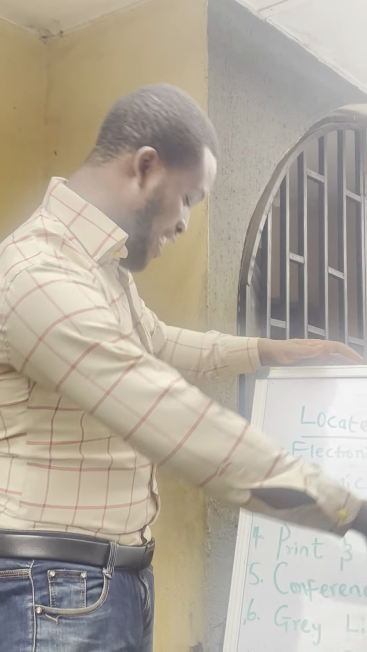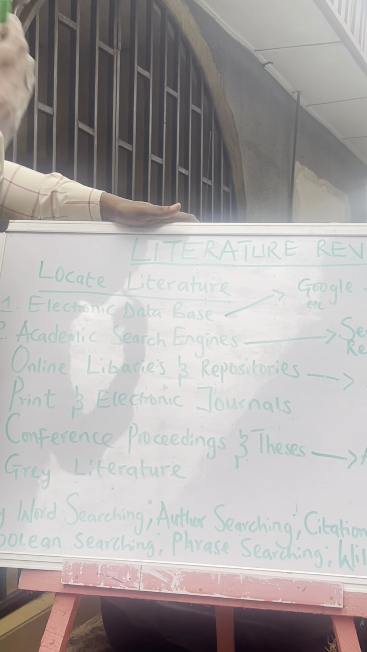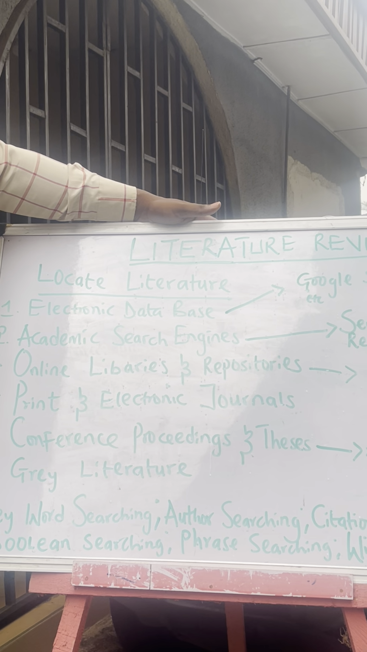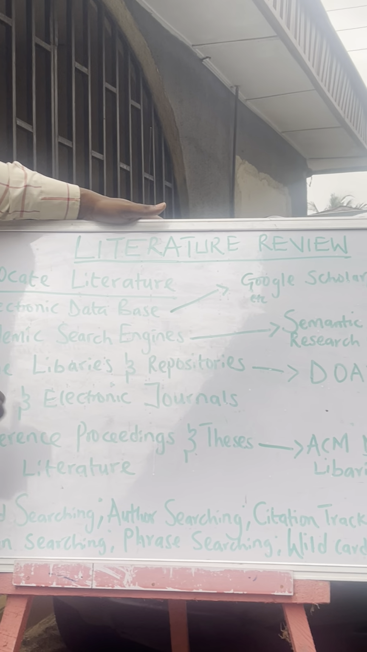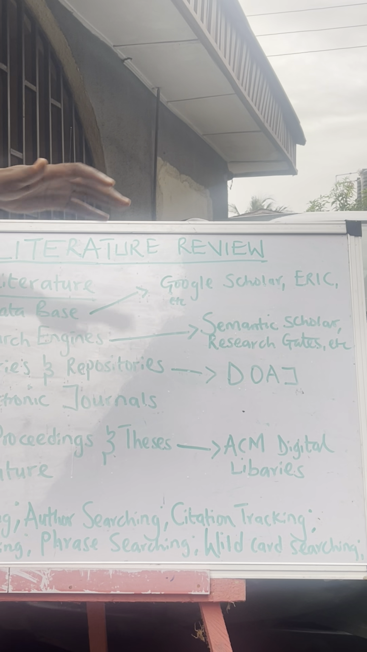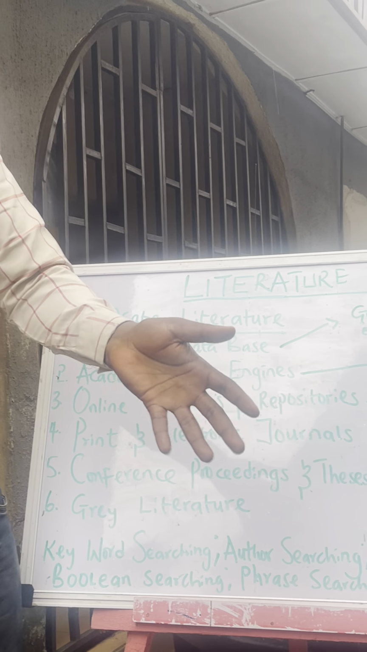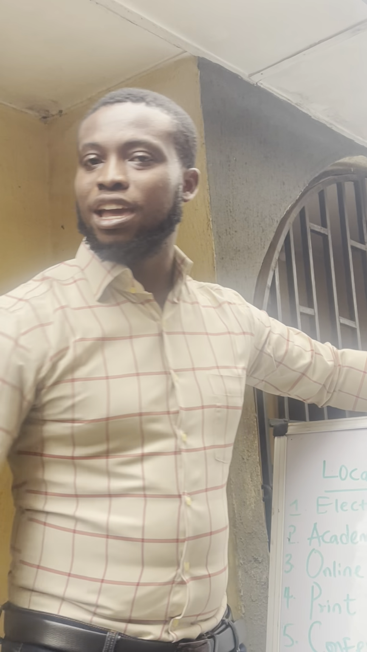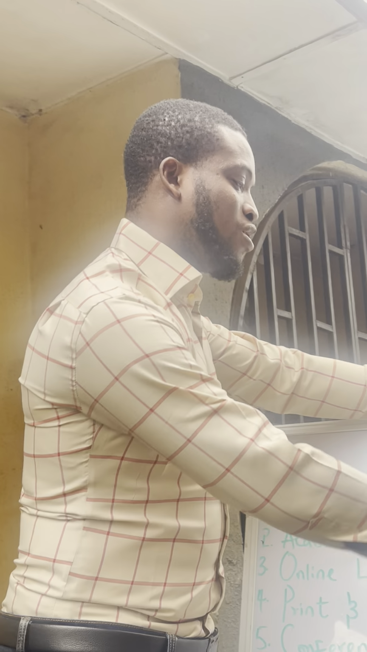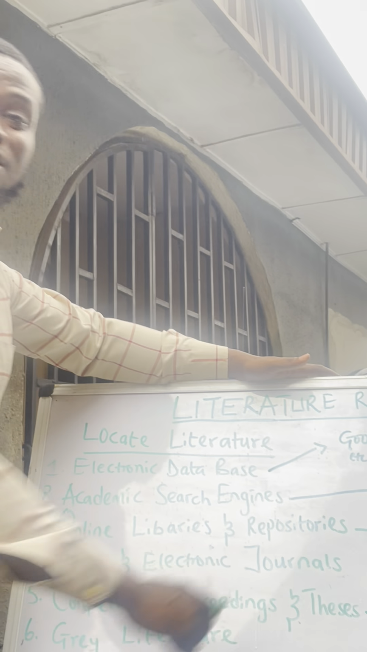Then you have online libraries and repositories. These are directories of academic journals. Like the normal library where we see books, these online libraries host many books and many journals too. One is DOAJ, the Directory of Open Access Journals. If you want various journals that are open access, come here and you get them.